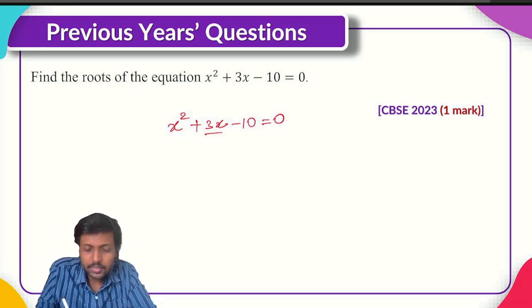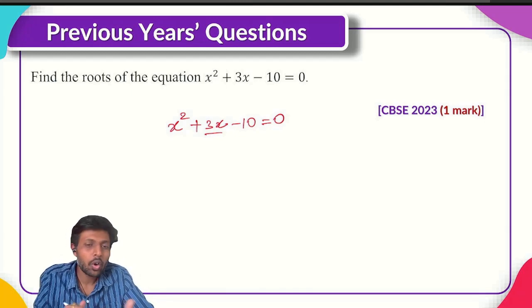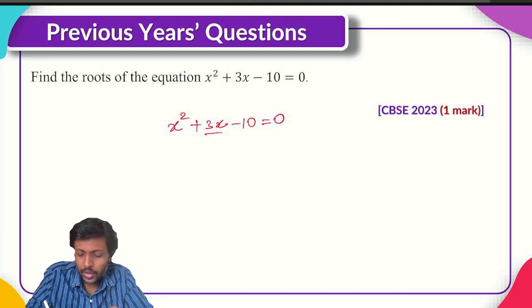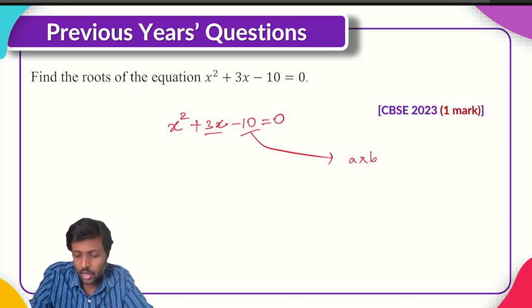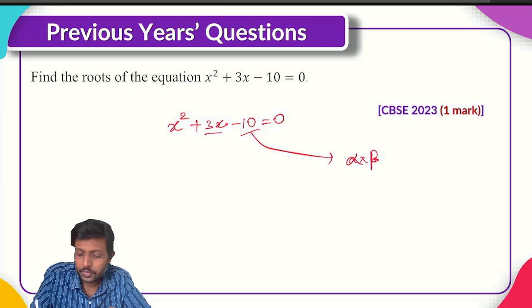Let's write 3x in such a way so that we can take some things common. Or the other way of looking at it, that we want to split this product. This is the product, right? A into B, or alpha into beta, where alpha and beta are the roots of this quadratic equation. So this is the product.